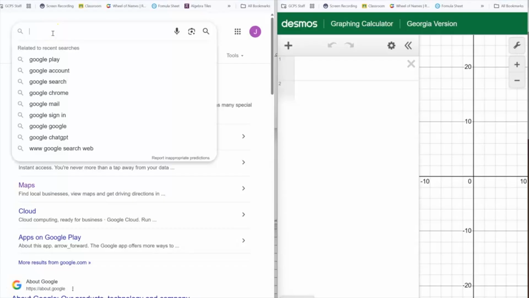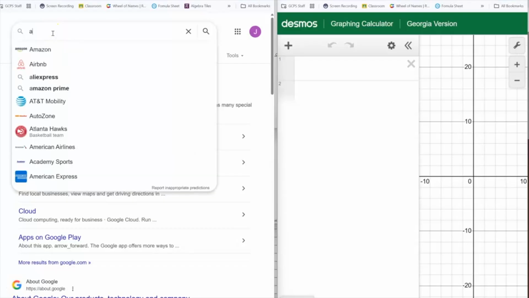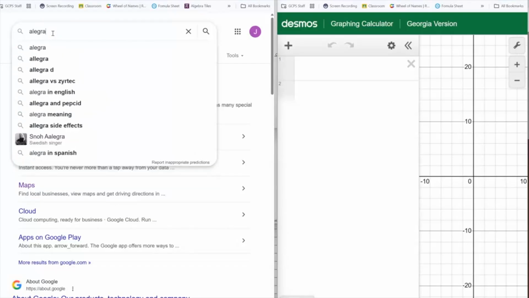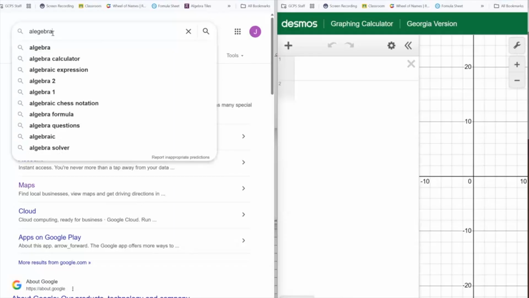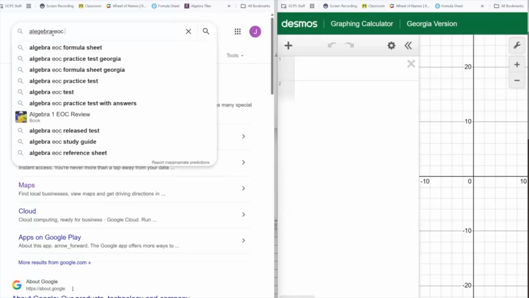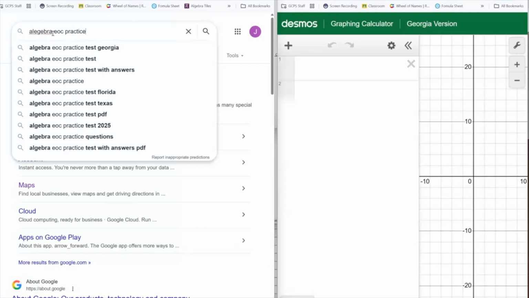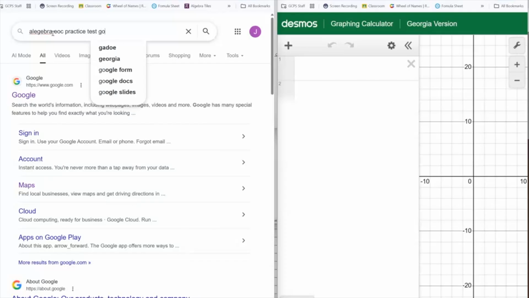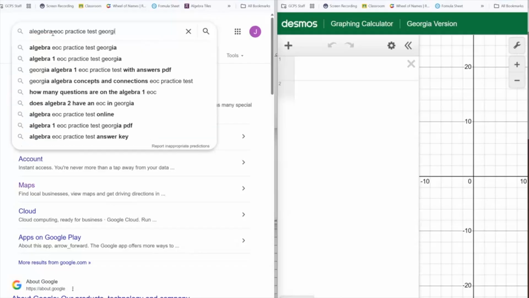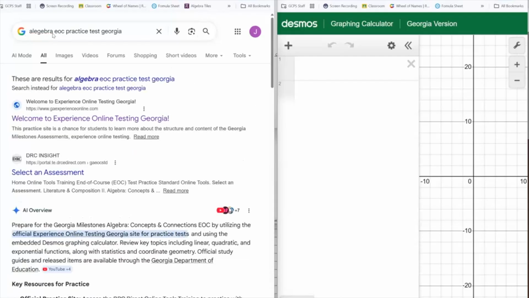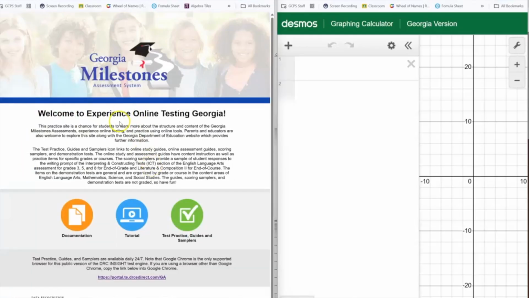All right, we're going to take a look at our practice test for that EOC. So what I want you to type into Google is algebra EOC practice test Georgia. So if it doesn't come up for you, you can go ahead and type it all out. Georgia. All right. Algebra EOC practice test Georgia. And the very first one where it says welcome to experience online testing, that's what I want you to click.